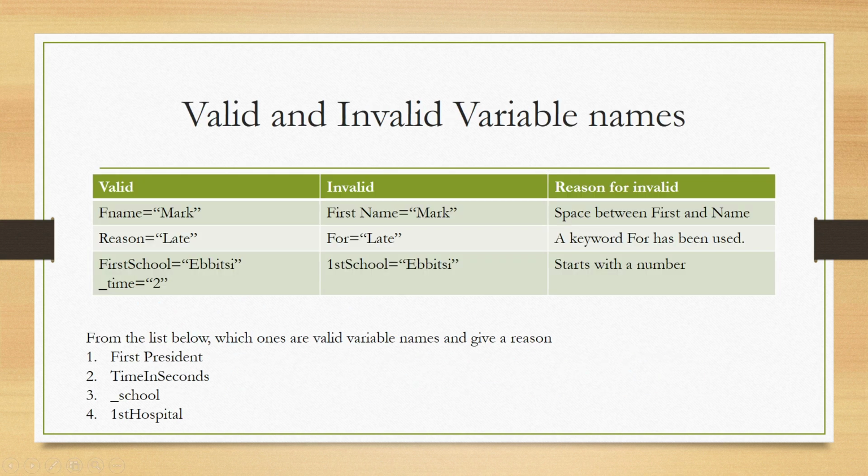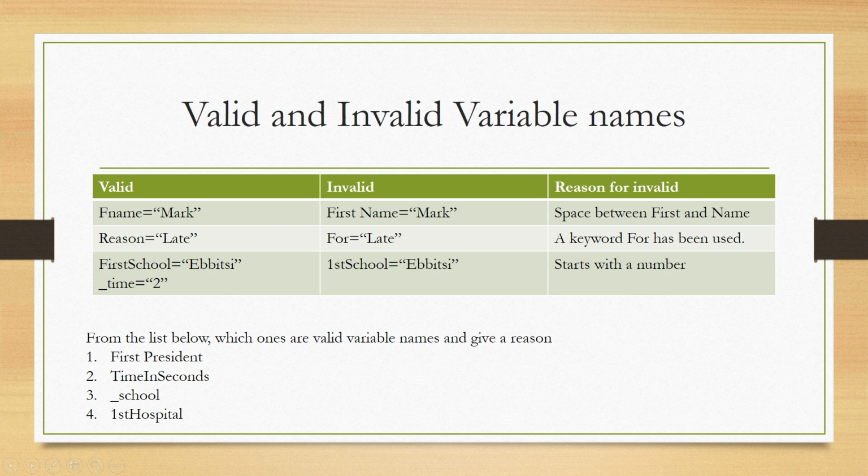Here in this slide, we're going to look at valid examples of variable names and invalid ones. fname equals mark is valid because it starts with a letter and there is no white space. Then reason late is valid. Then first_school_ABC is valid. Underscore time is valid because it follows the basic rules that we've just described.